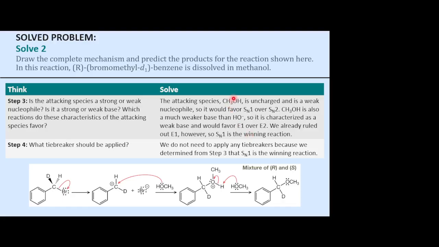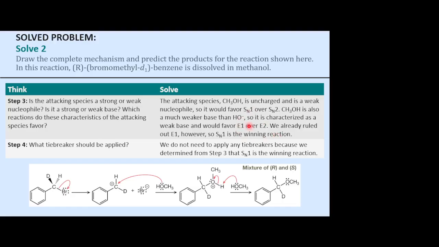We have an attacking species, which is going to be methanol again. It's an uncharged, weak nucleophile. And so that's going to favor which of those, SN1 or SN2? Yeah, that would favor an SN1. You got it. So SN1 is going to be your winner here.